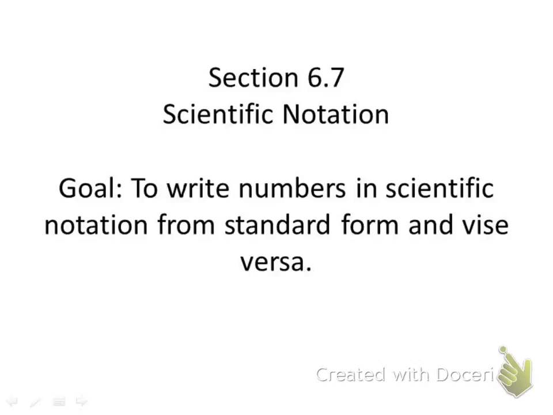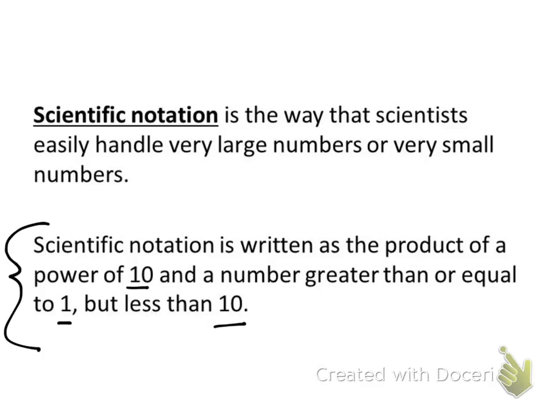So our goal today is to write numbers in scientific notation from standard form and vice versa. Scientific notation is the new way we're going to learn to write numbers today, and standard form is just normal numbers, the typical way to write numbers. We're going to first start with regular numbers, write them in scientific notation, and then I'm going to give you scientific notation, and you're going to give me the regular numbers. Scientific notation is the way that scientists easily handle very large numbers or very small numbers.